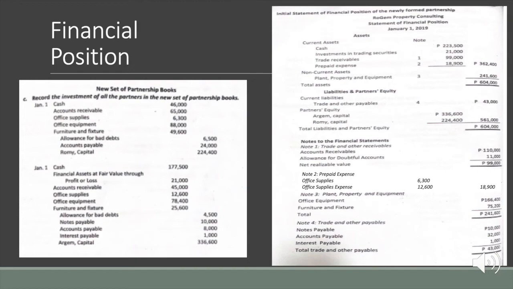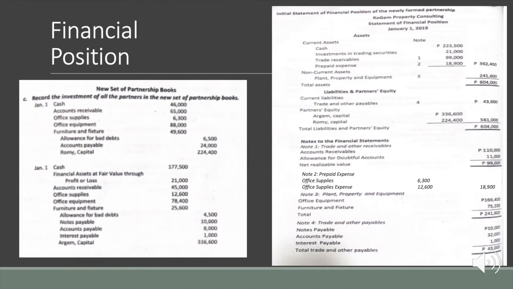Now, moving on, trade receivables is the first note for the statement of financial position. Trade receivables have accounts receivable of 110,000 less allowance for doubtful accounts of 11,000, which will be equal to 99,000 for our trade receivables.